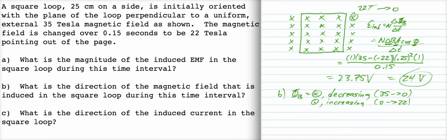But either way, the induced field to oppose this change is into the page. No matter which of these two cases you pick, the induced field points into the page to oppose the change.